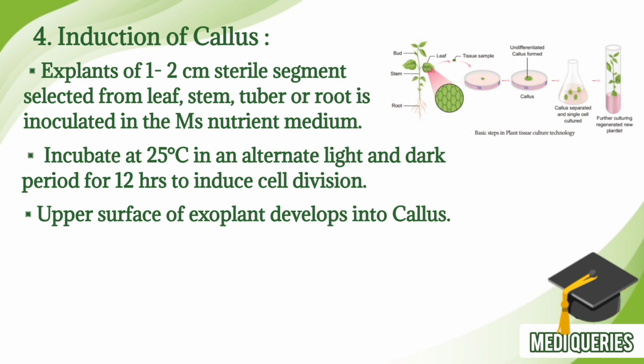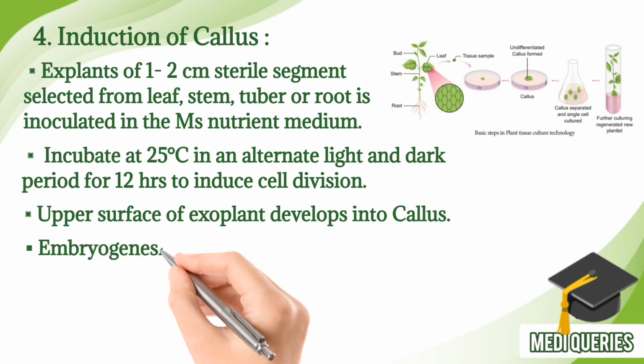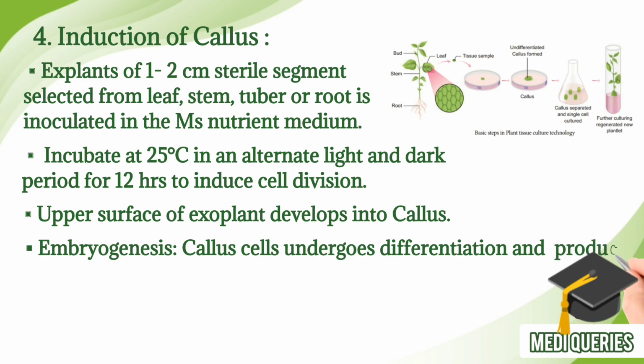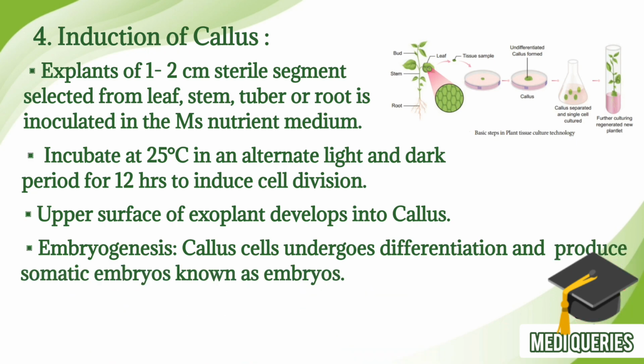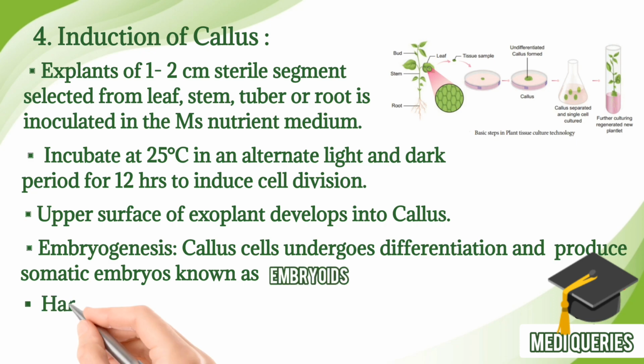And soon the upper surface of the explant develops into a callus. Callus is a mass of unorganized growth of plant cells or tissues in in vitro culture media. Embryogenesis. The callus cells undergo differentiation and produce somatic embryos known as embryoids. The embryoids are subcultured to produce plantlets.